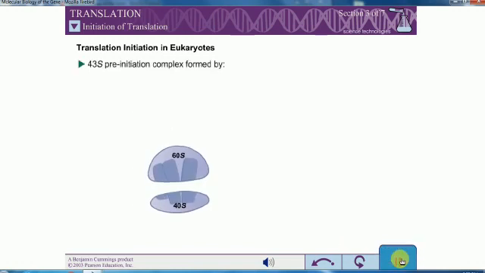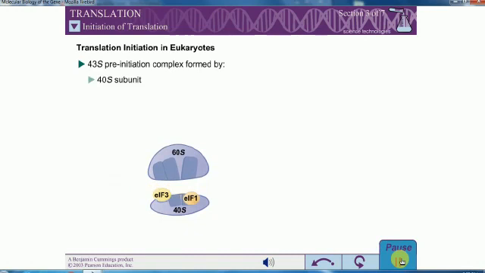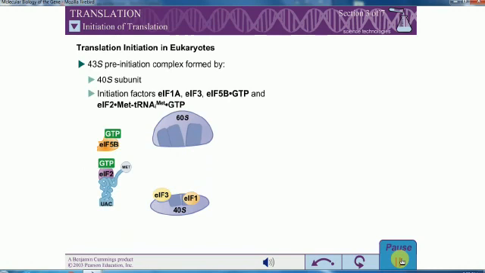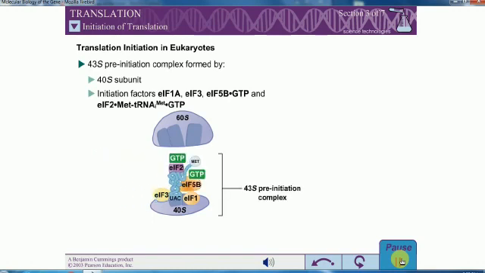Translation factors eIF3 and eIF1A bind the 40S small ribosomal subunit to prevent the association of the large 60S subunit before the mRNA can bind. Next, eIF5B recruits an eIF2-GTP-Met initiator tRNA complex to the subunit, where eIF2 and eIF5B place the initiator tRNA in the P site. This forms the 43S pre-initiation complex.